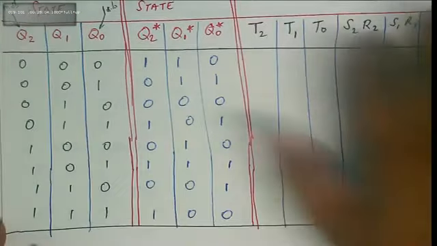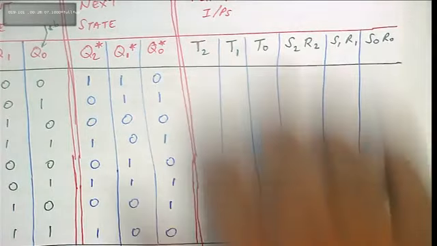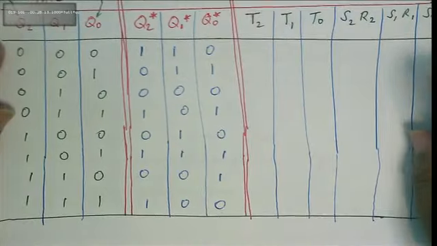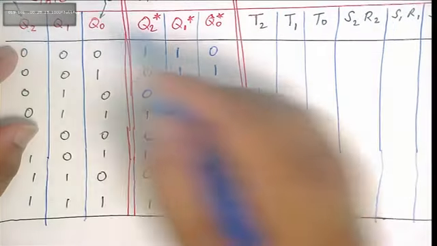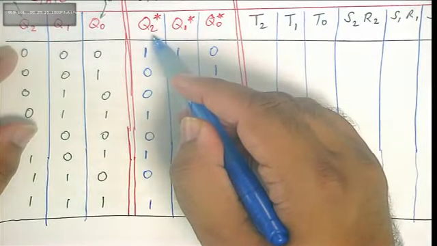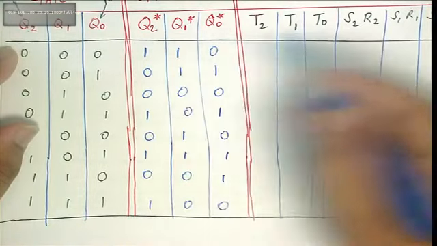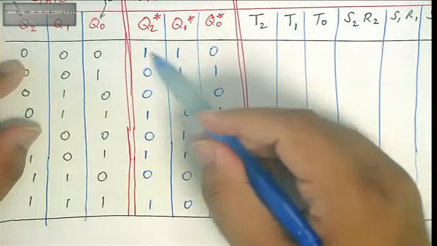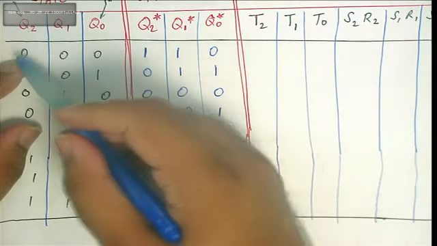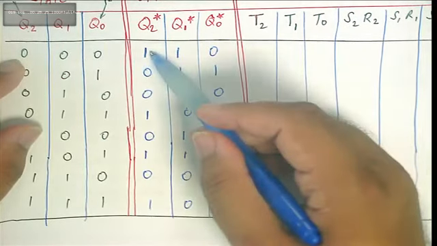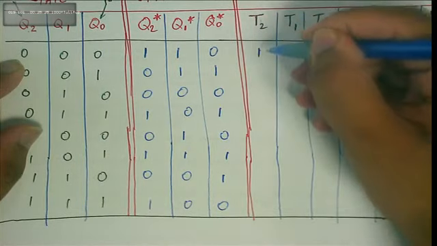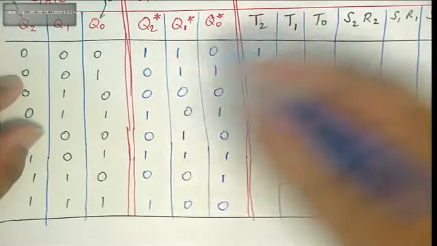We now want to fill up these rows here. The way to do it is you have to match flip-flop to flip-flop, Q2 to Q2 star. Now look at your T table. Let's do the T side first. Q2 is 0, Q2 star is 1. So current state is 0, next state is 1. What should T2 be? It will be a 1.